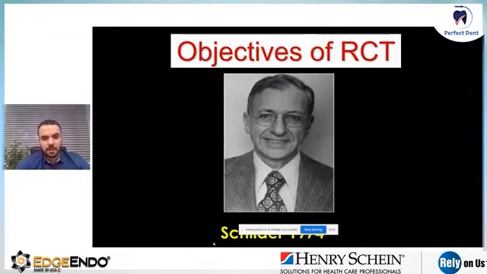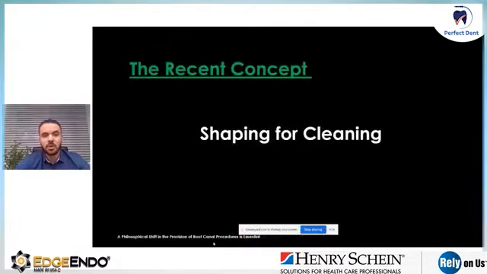Let's go back to 1974, when Schilder put the objectives of root canal treatment, the biological and mechanical objectives. The concept of cleaning and shaping, biomechanical preparation, has been modified over the years until we reach the most recent concept, which is shaping for cleaning: minimal shaping of the canal that allows us to make 3D cleaning of the complex root canal system. We don't need to shape the canal more than that.